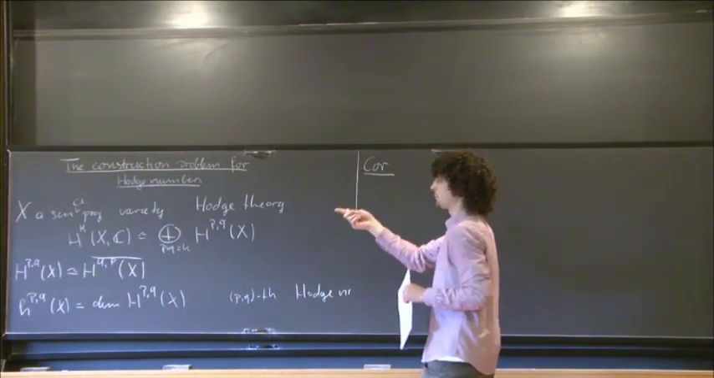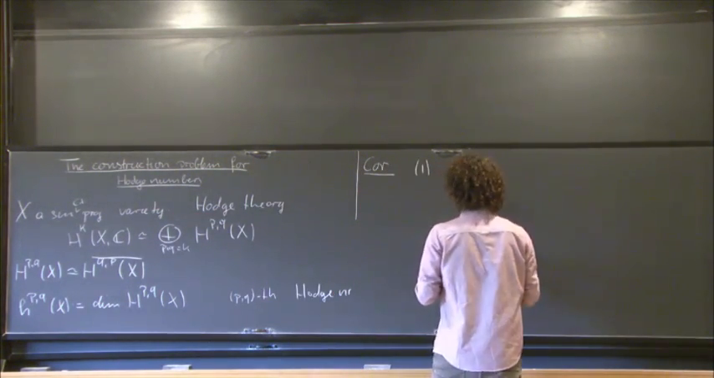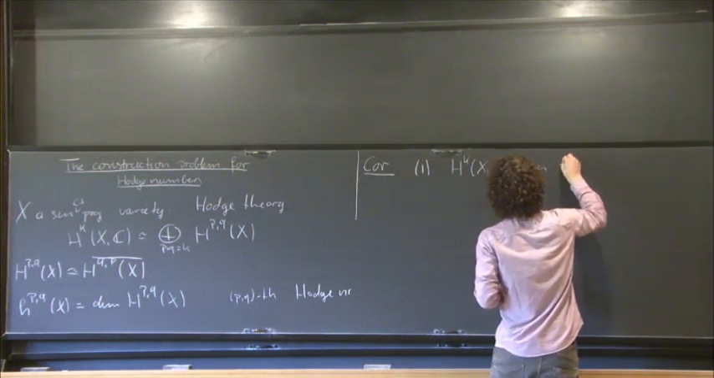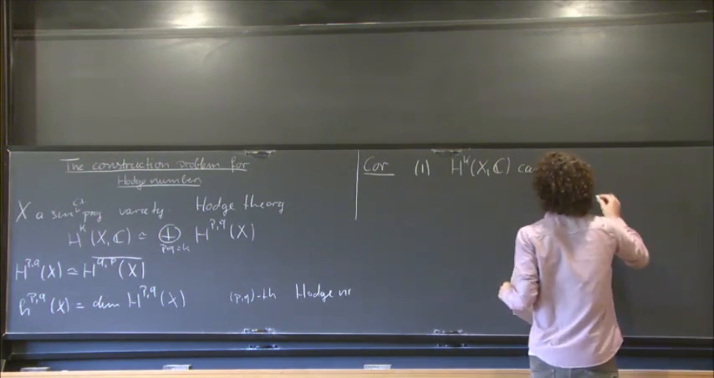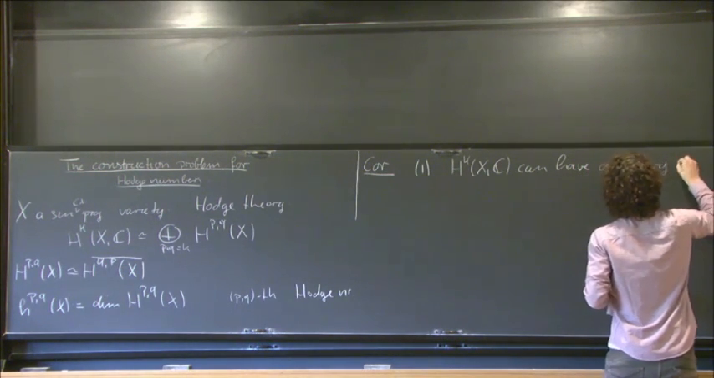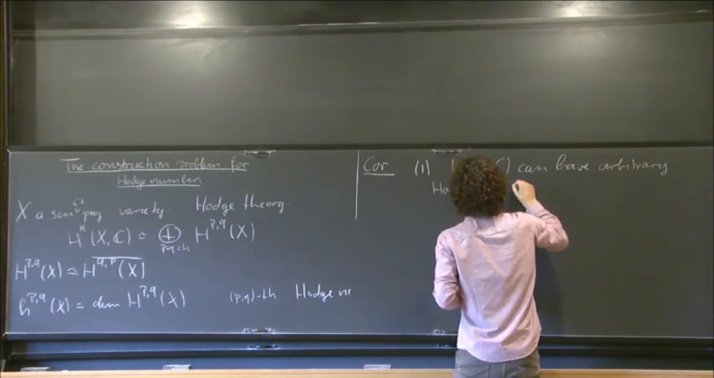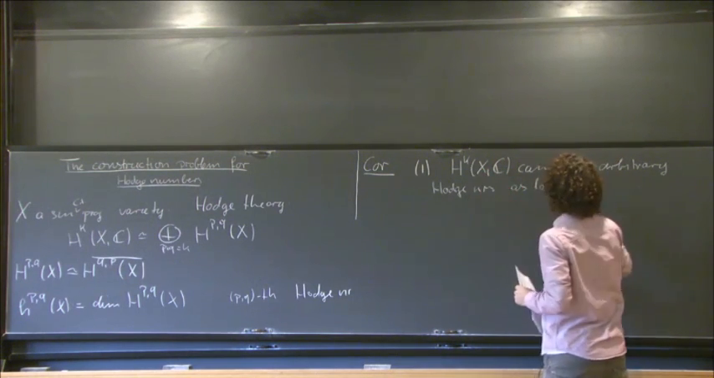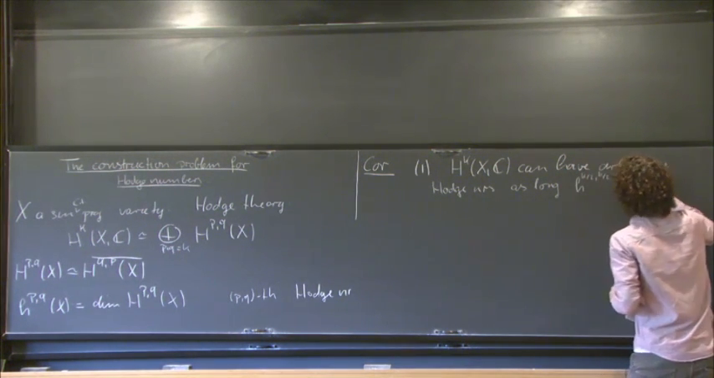So let me tell you three consequences of this result. The first would be that if we look at the k-th cohomology group only, then more or less all Hodge numbers can appear, can have arbitrary Hodge numbers. Well, that's not quite true. If k is even, then h^{k/2,k/2} has to be bigger or equal than a constant.